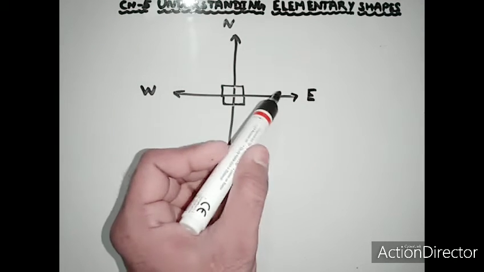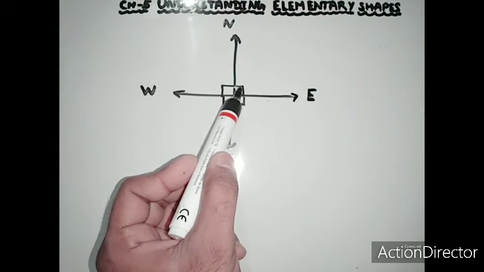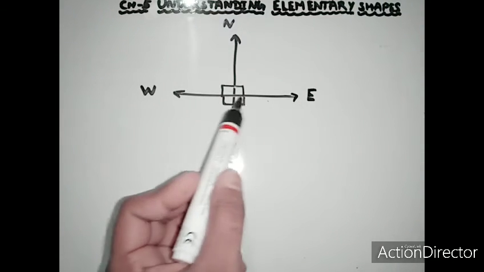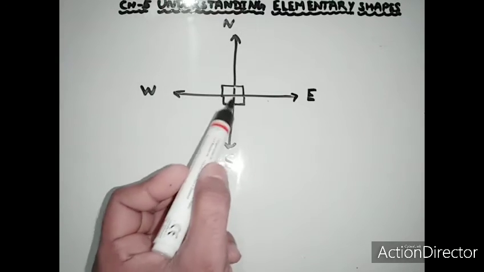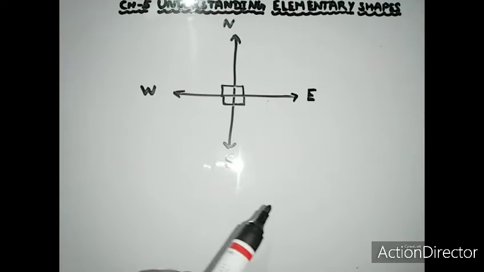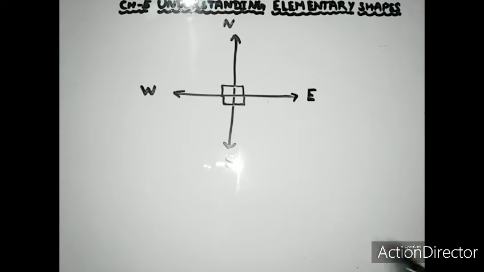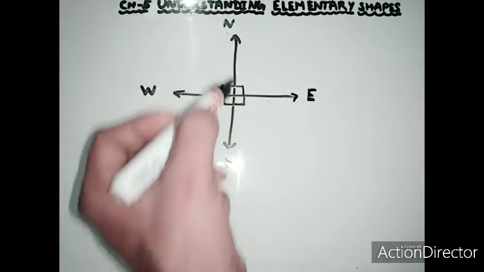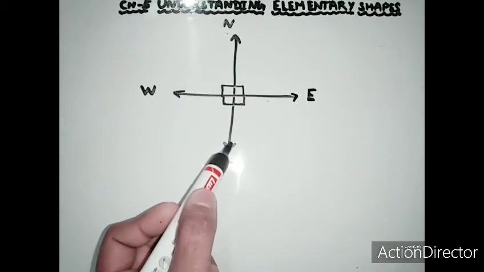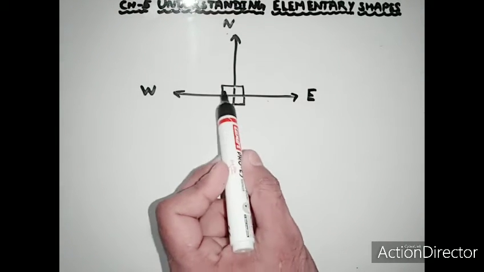So north and east form 90-degree angle, east and south form 90-degree angle here, south and west form 90-degree angle here, and north and west form 90-degree angle here. And these all directions form straight angle also, right angle as well as straight angle. So now north and south form 180-degree angle here, east and west form 180-degree angle here, right? This angle.